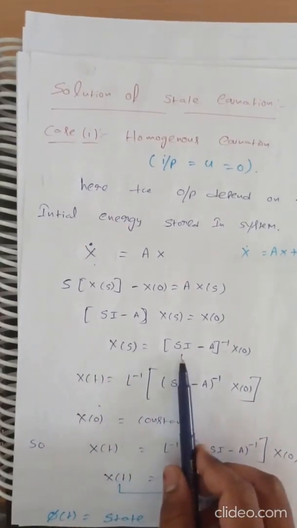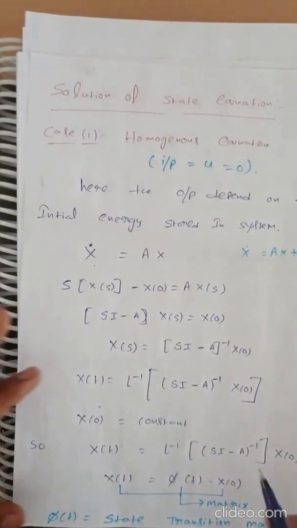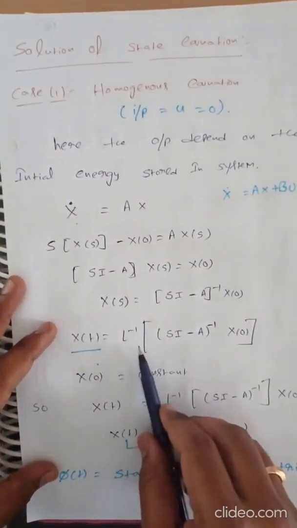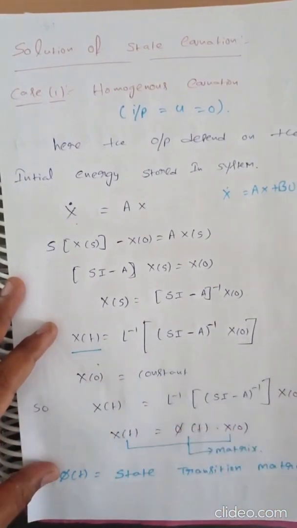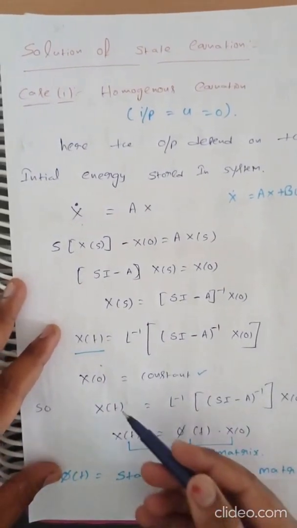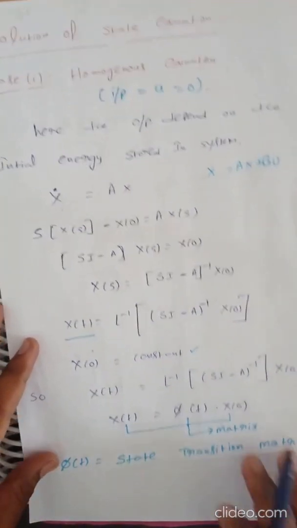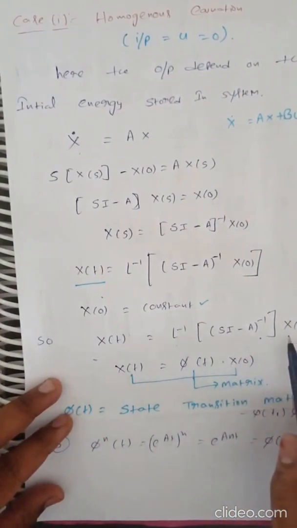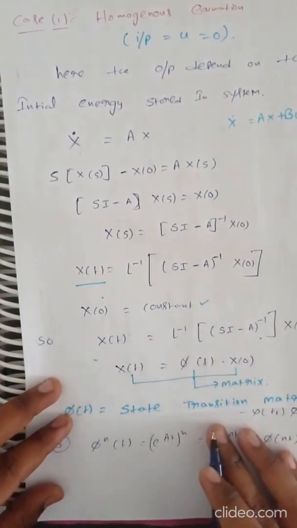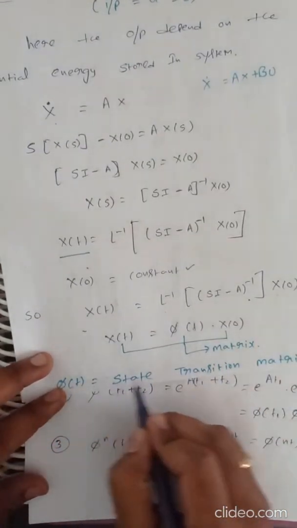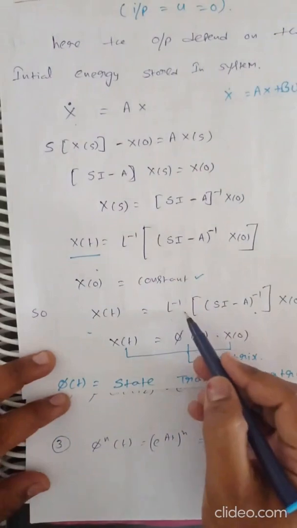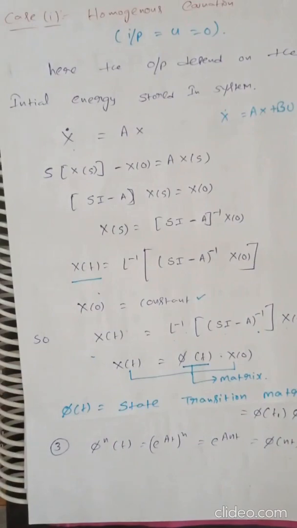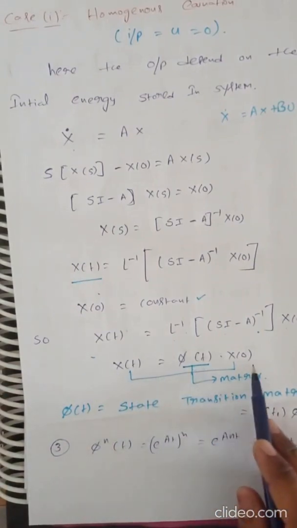From this, X of s equals (sI minus A) whole inverse times x of 0. Our motive is to find the time domain equation: x of t equals Laplace inverse of (sI minus A) whole inverse into x of 0. Here x of 0 is a constant, so there is no need to apply the Laplace inverse to it. Then x of t equals L inverse of (sI minus A) whole inverse times x of 0. This L inverse of (sI minus A) whole inverse is called the state transition matrix. Since it is in the time domain, we denote it by phi of t. So x of t equals phi of t into x of 0.